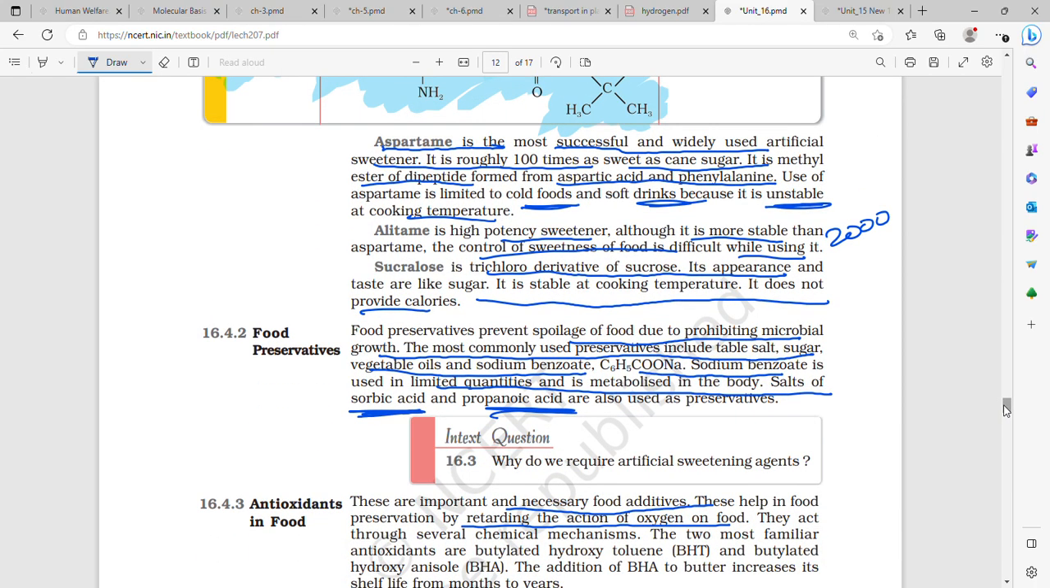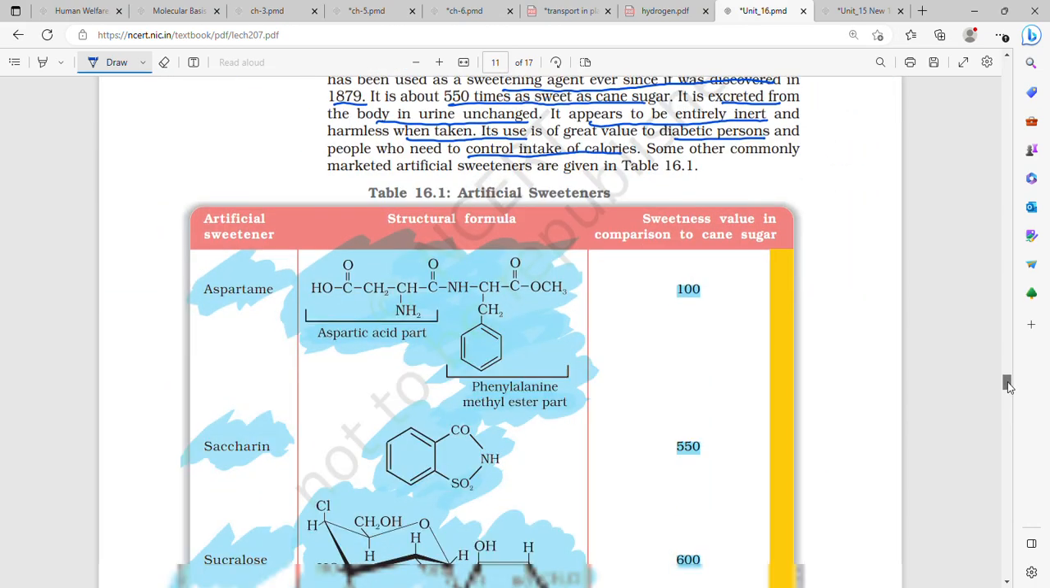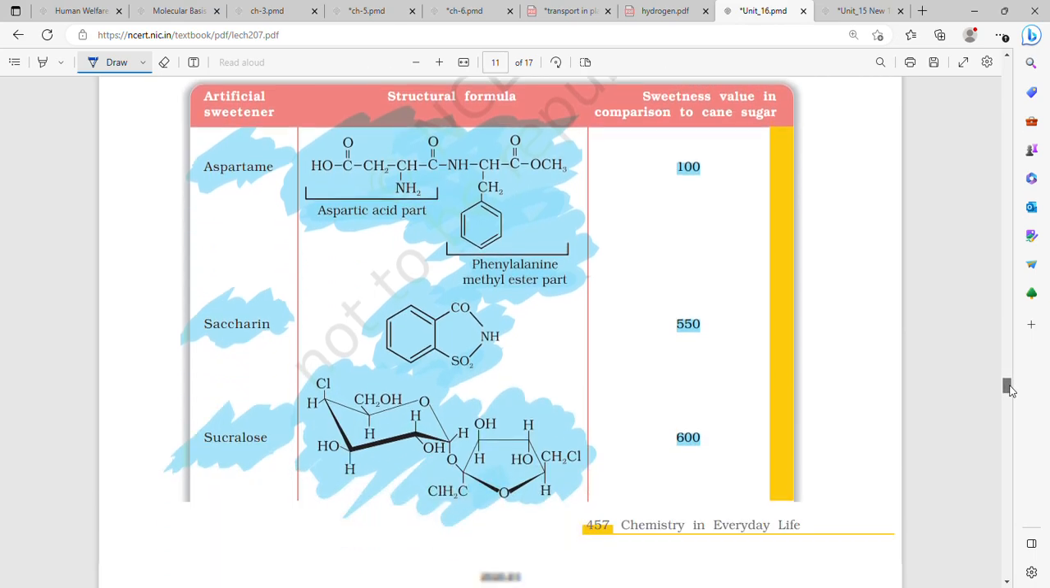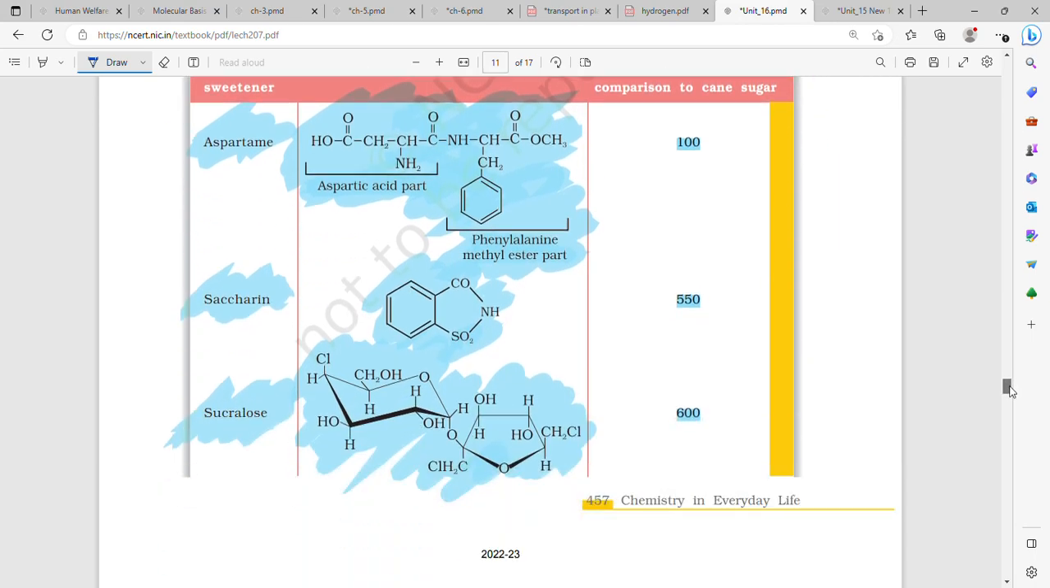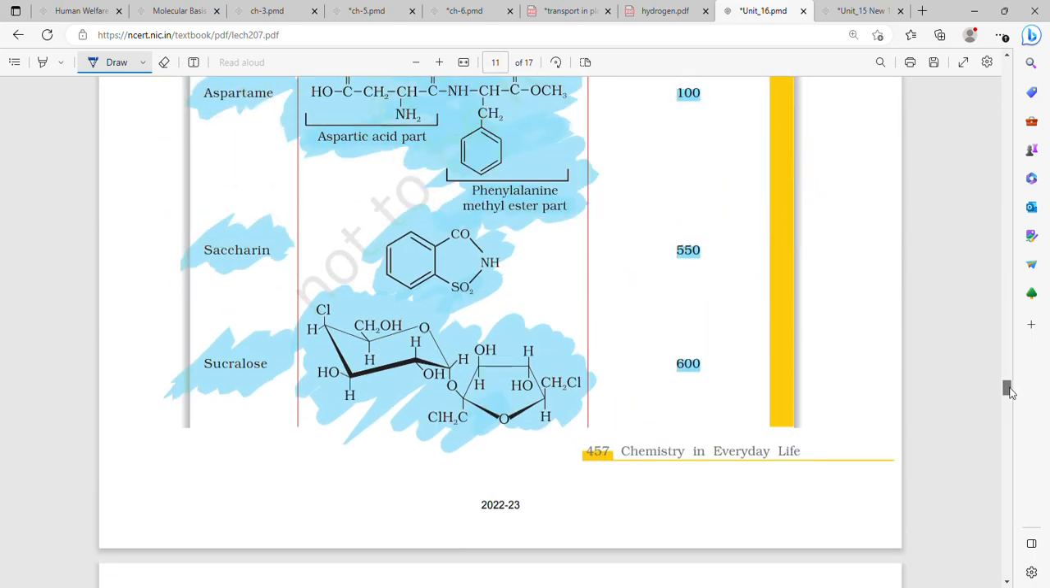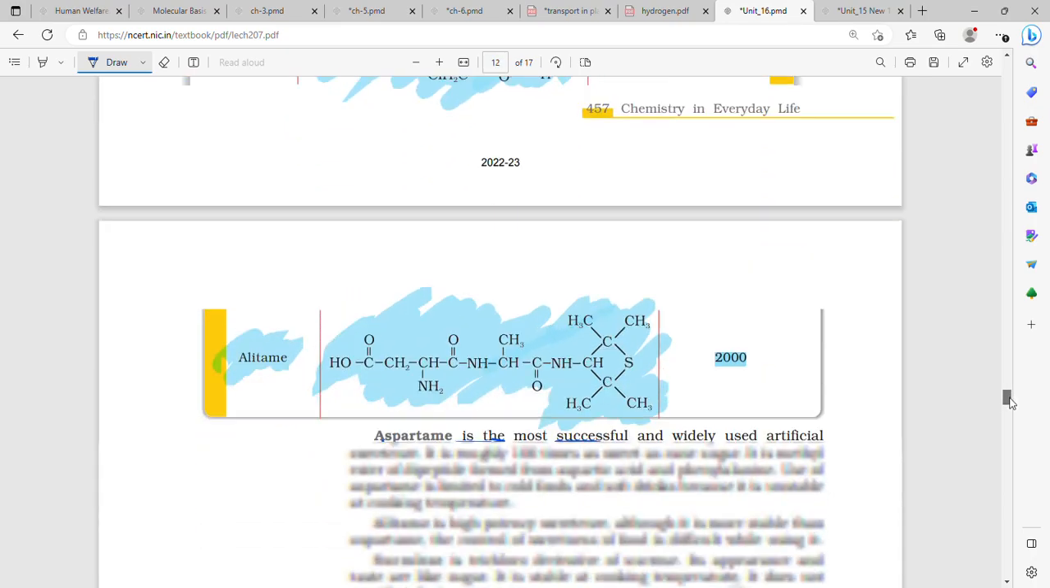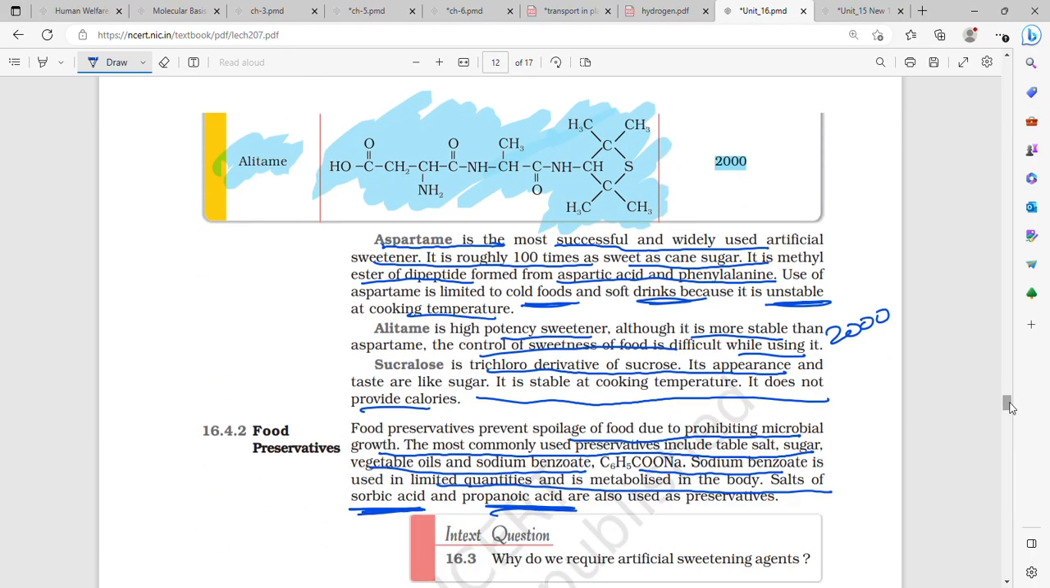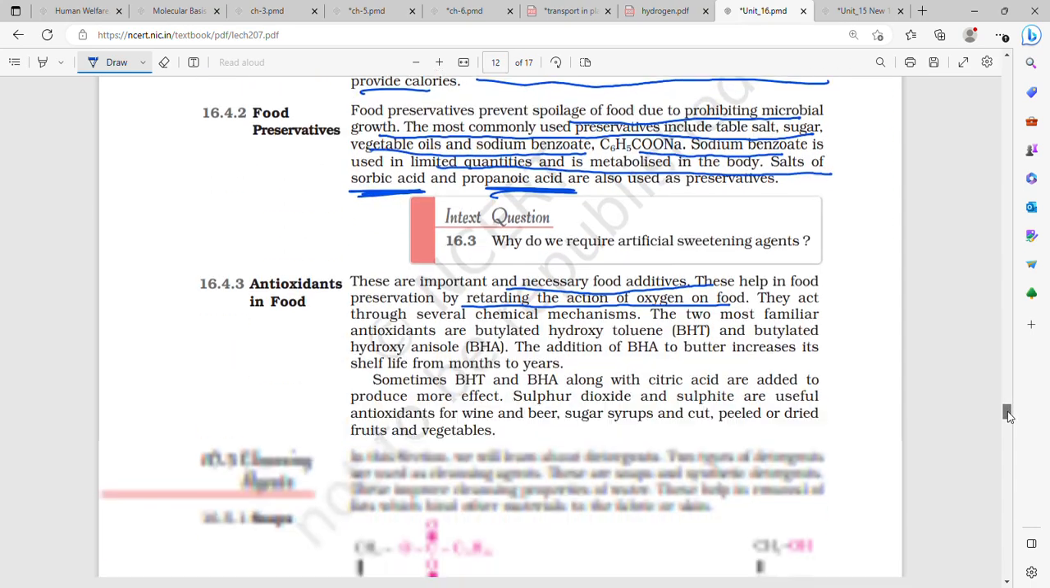Okay, what are the artificial sweeteners? Aspartame, alitame, and sucralose. And before that, saccharin. Sucralose, saccharin, aspartame, and alitame. Okay, food preservatives.